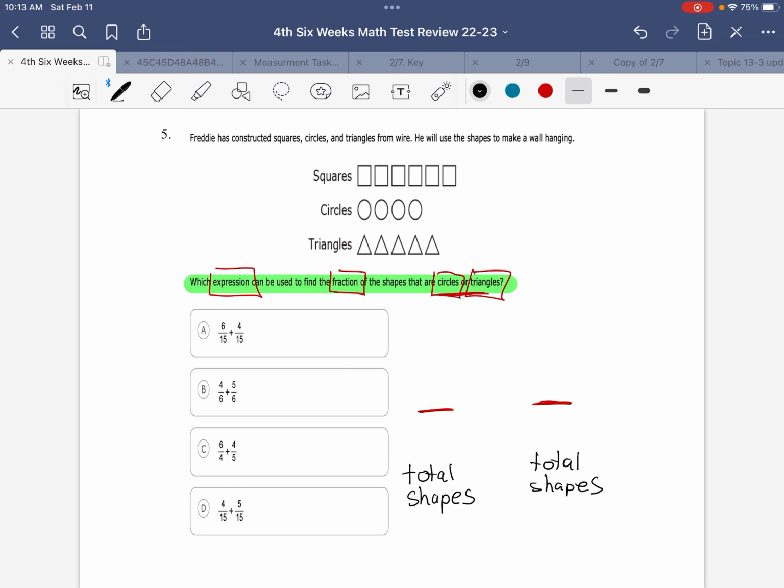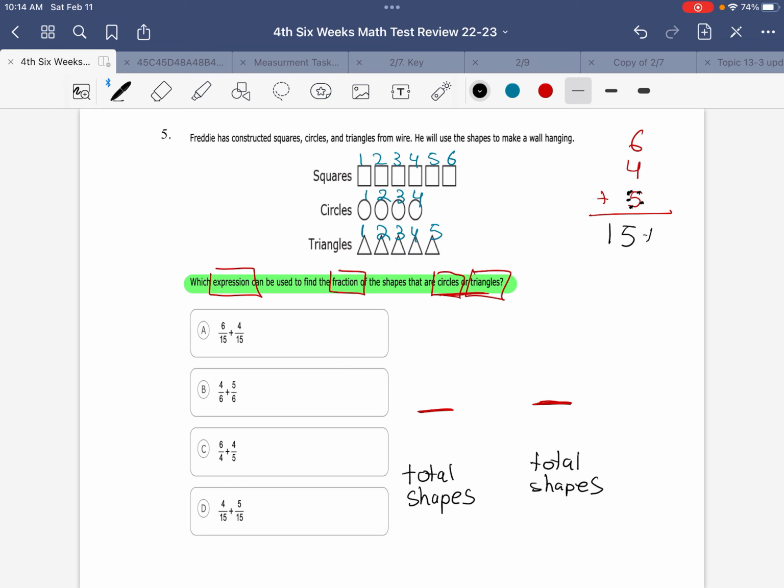So I'm going to count all of my shapes. I have 1, 2, 3, 4, 5, 6 here. I have 1, 2, 3, 4 here. And I have 1, 2, 3, 4, 5 here. So if I count all my shapes, I have 6, 4, 5. So when I add these, I get 10, 11, 12, 13, 14, 15. Okay. So that means my denominator is going to be 15.